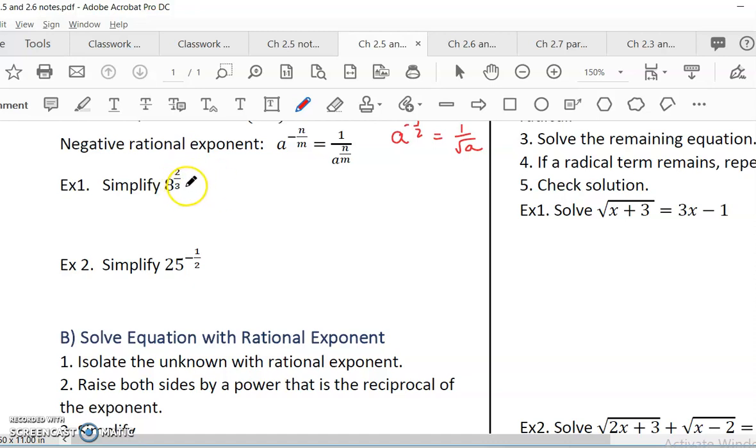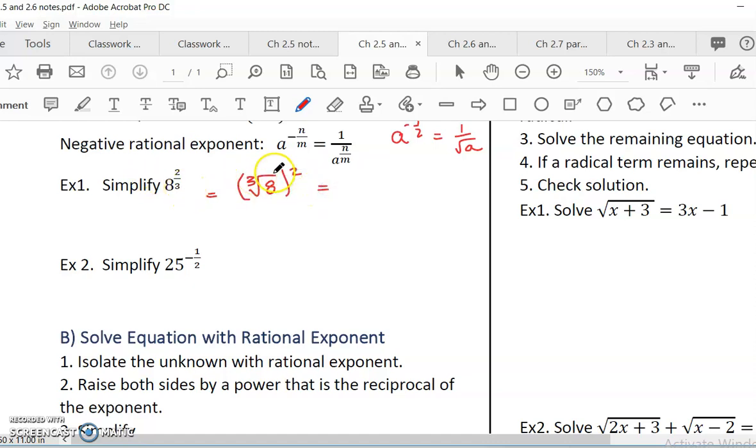So the first thing we want to look at is there is a 3 in the denominator of the exponent. So it must be a cube root. So we automatically write cube root. And what about the square? Oh, it can wait outside.